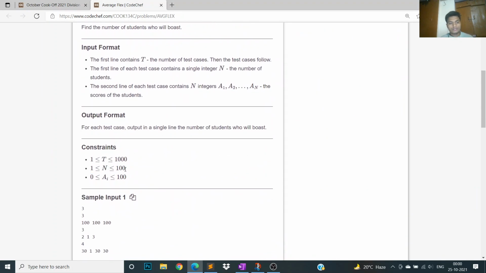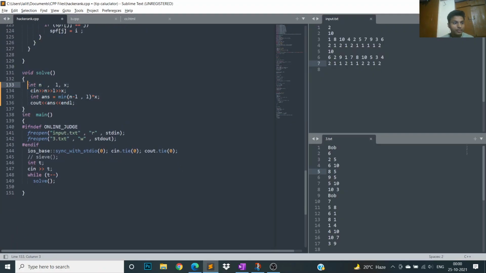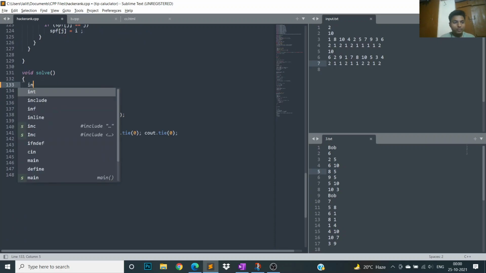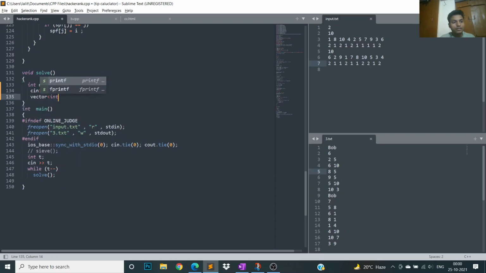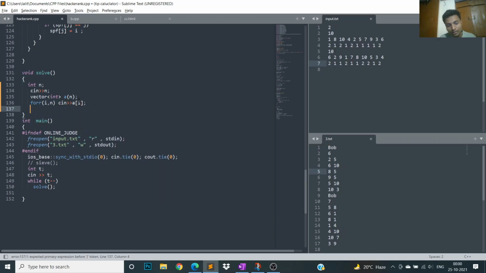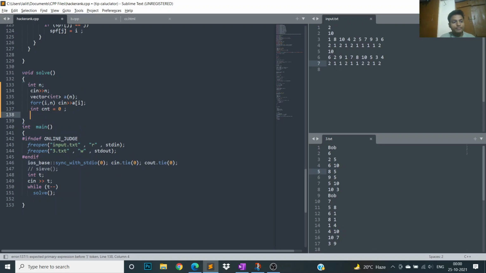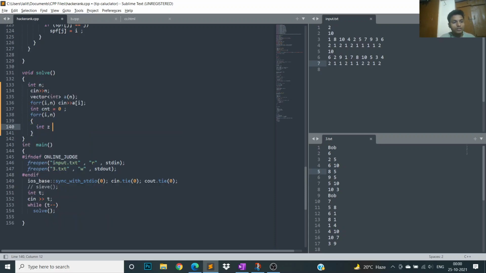Oh yeah, the constraint is very low, so you can go for N squared. So take a vector A of size N, and read A of i. For each i, I calculate the count. So for i from 1 to N, int z is equal to 0, which is how many are greater.